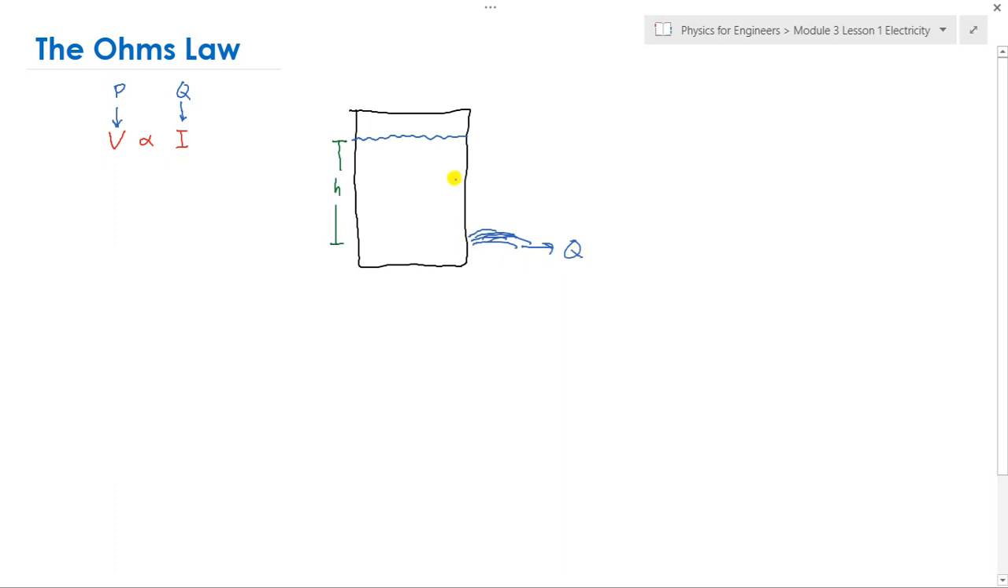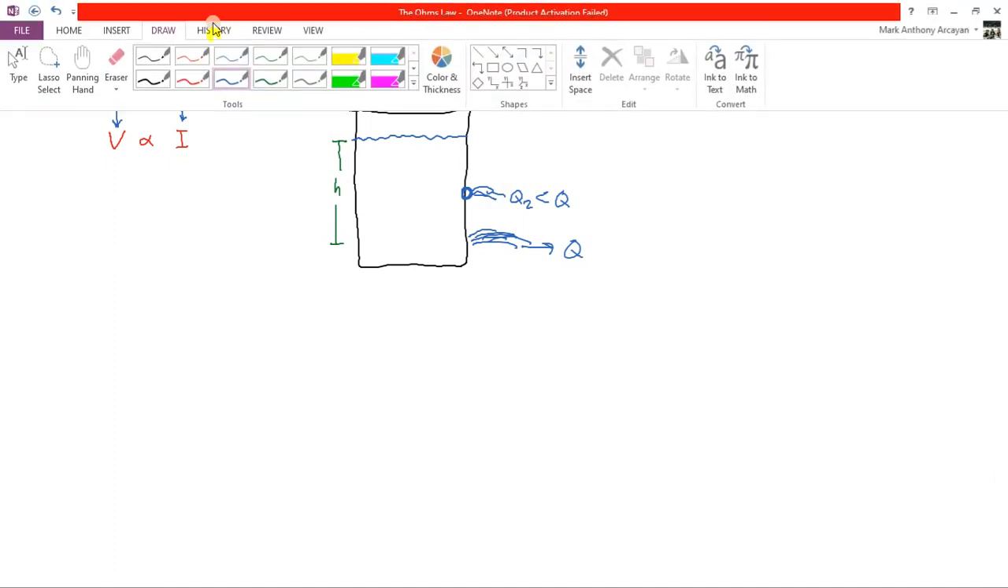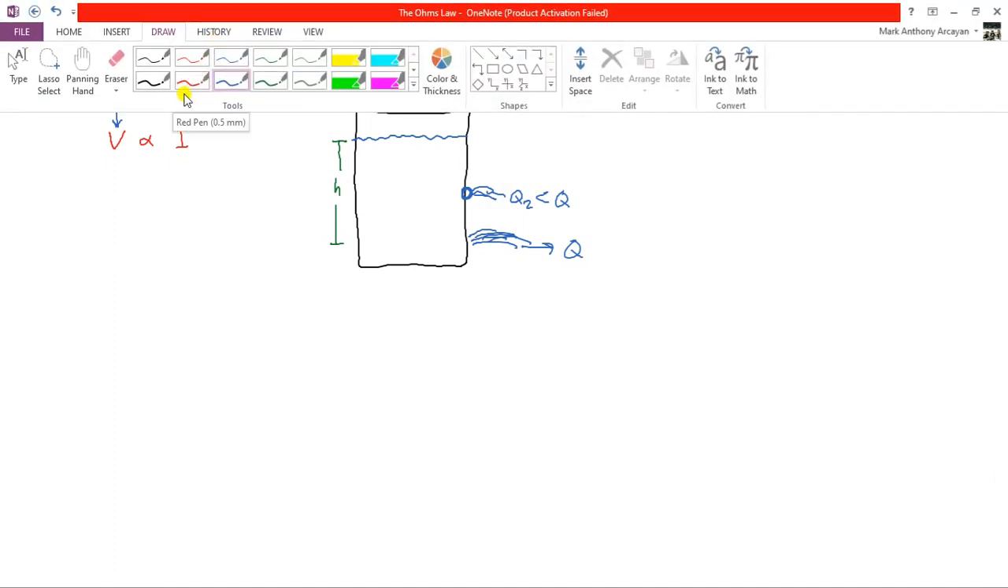Of course, if we create a hole here, the flow, the current, let's say this is Q2, is lesser than the Q below, because the height here is smaller, so the pressure is smaller too. So it is the same thing with our electrical circuit.